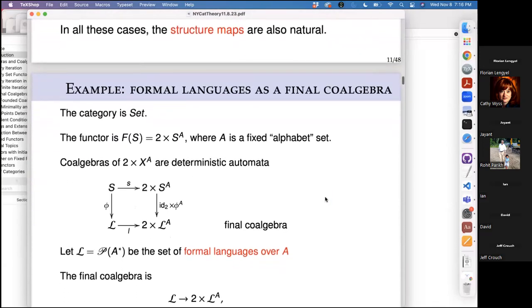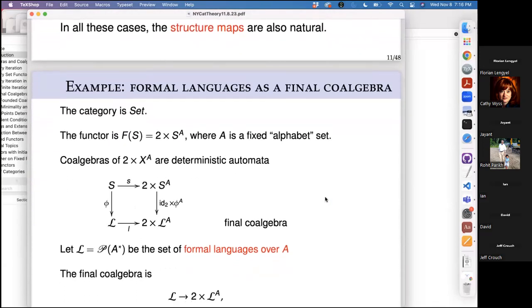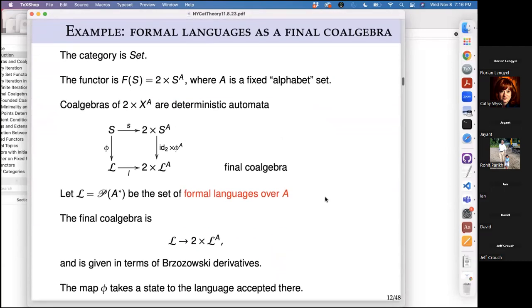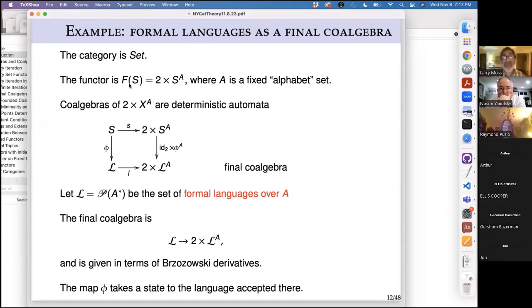Okay, so let me show you formal languages as a final coalgebra. This would be kind of interesting, and I don't think it would be exactly obvious. So let's think again of the functor on the category of sets, which takes a set S to 2 times S to the A, where A is some alphabet, like in automata theory. Now a coalgebra is a deterministic automaton, the way we've seen it. But here's another interesting coalgebra. I'm going to take L to be the set of formal languages on my alphabet.